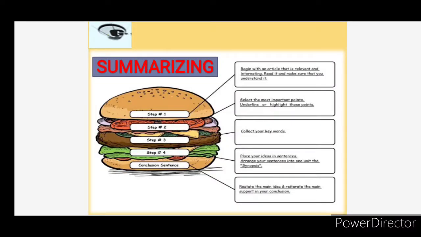Let's summarize it. So we have step 1, step 2, step 3, step 4, and the conclusion sentence. We begin with an article that is relevant and interesting. Read it and make sure that you understand it. Then step 2, select the most important points, underline or highlight these points. Step 3, collect your keywords. Step 4, place your ideas in sentences. Arrange your sentences into one unit, the synopsis. Conclusion sentence: restate the main idea and reiterate the main support in your conclusion.